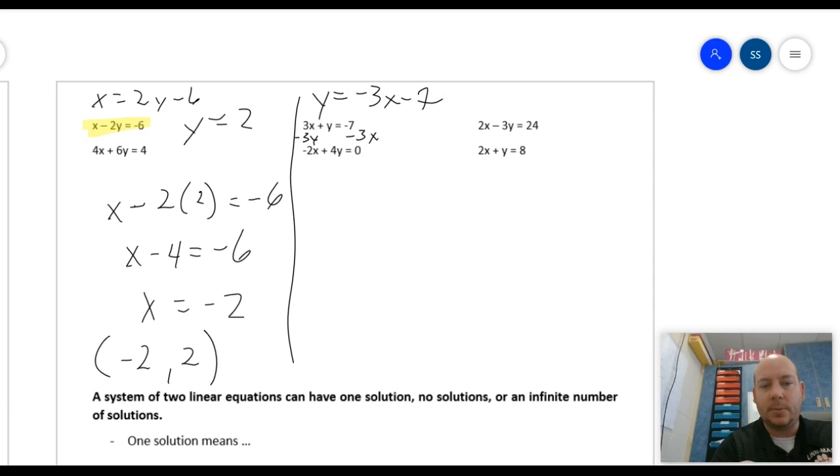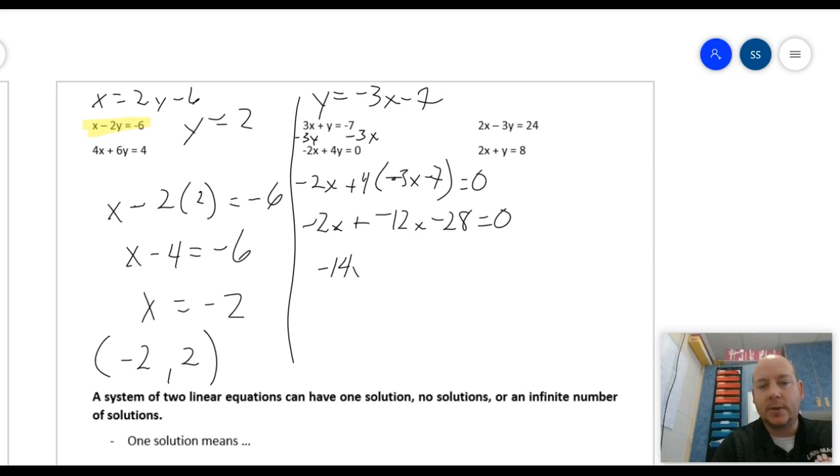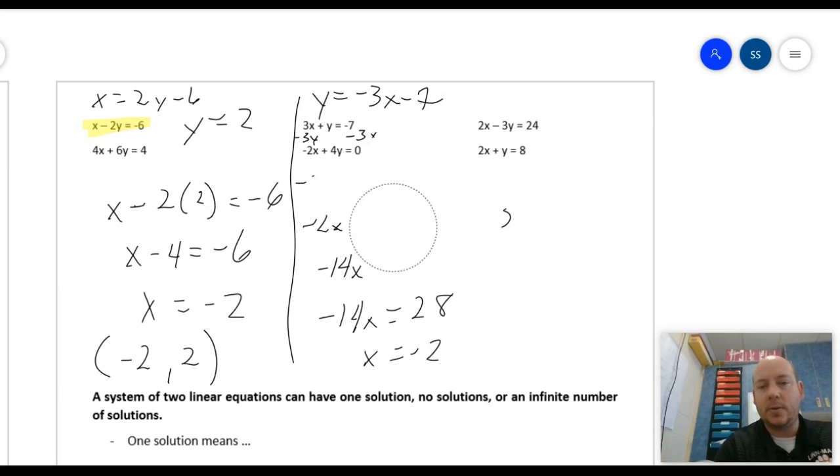So now I know what y is equal to. So I'm going to take my second equation, negative 2x plus 4 times my y value, negative 3x minus 7, equals 0. Okay, multiply that out. 4 times negative 3 is negative 12x, and 4 times negative 7 is negative 28. If I combine like terms, I have negative 14x minus 28 equals 0. Add 28 to both sides. Negative 14x is 28. Divide both by negative 14, x would be negative 2. Okay, so I'd have my x value. X is negative 2.